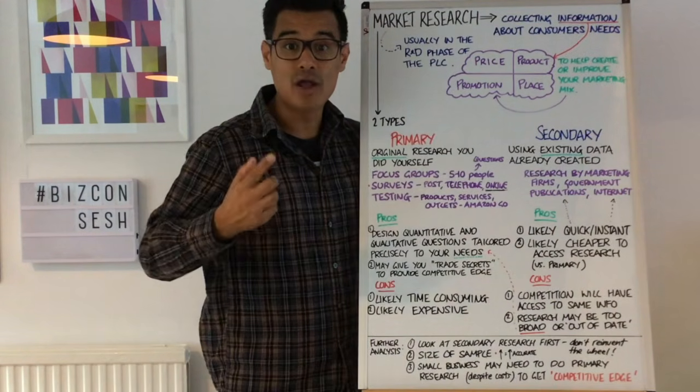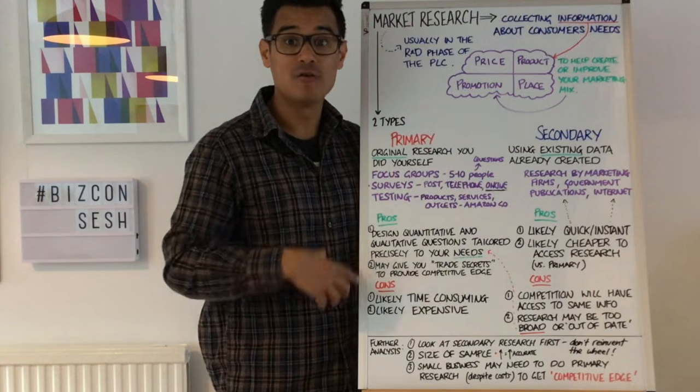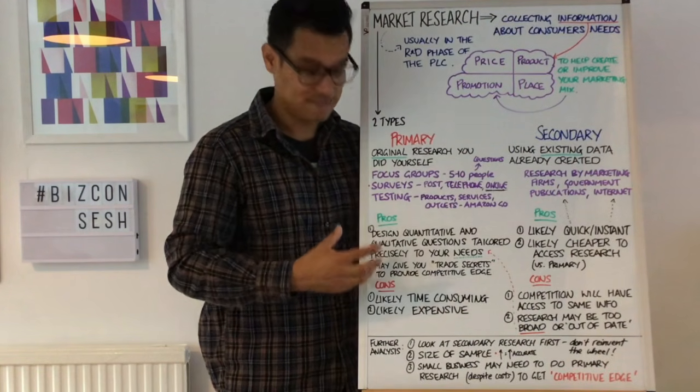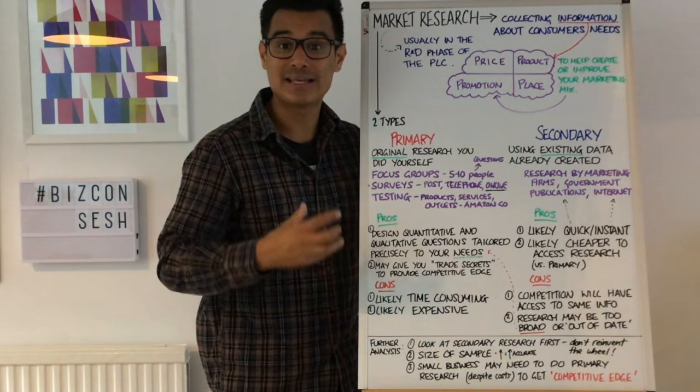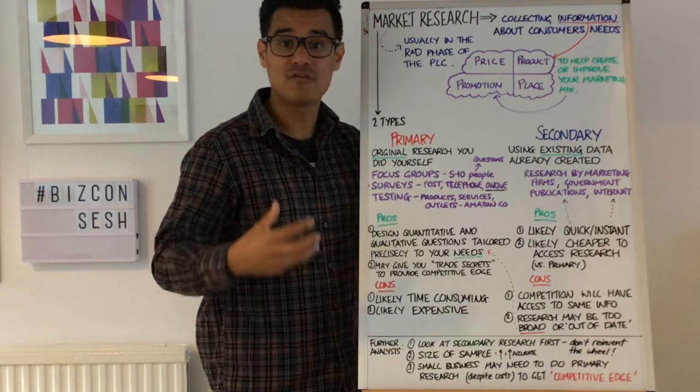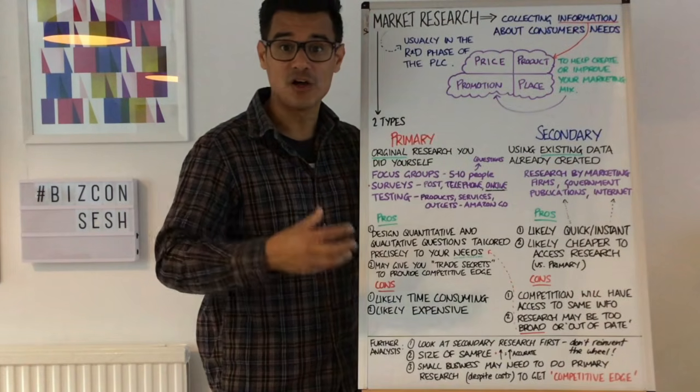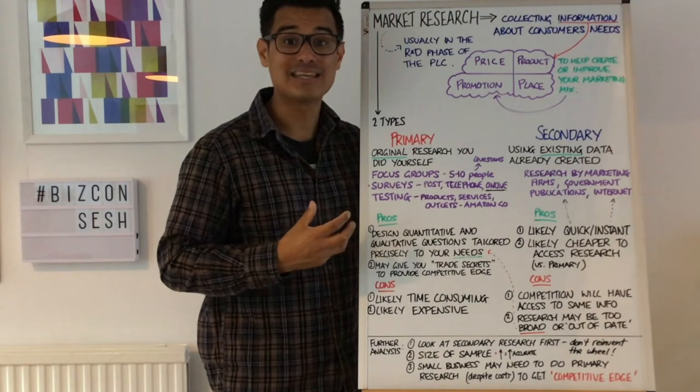Number three, small businesses. Small businesses might want to use primary research over secondary research because if they manage to get some sort of trade secret or competitive edge, they've got it and they can exploit that in order to make further revenues and profits in the future versus the larger firms that they may be up against in the market.